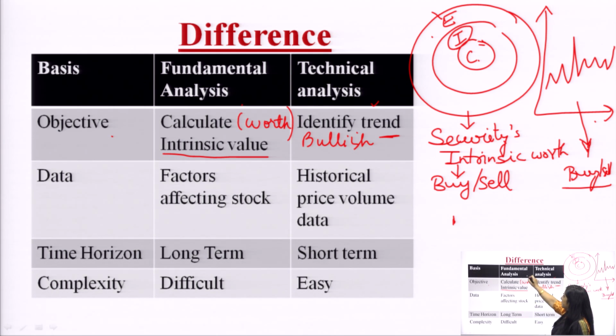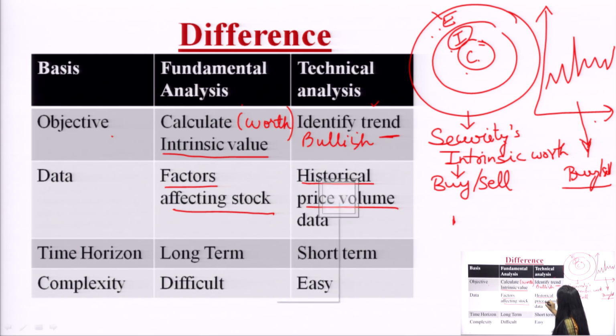What data is the fundamental analyst analyzing? He is analyzing the factors which are affecting the stock: economy related, industry related and company related. What is the technical analyst analyzing? He is taking historical price volume data. He is taking this historical data to find out some indications, some patterns.